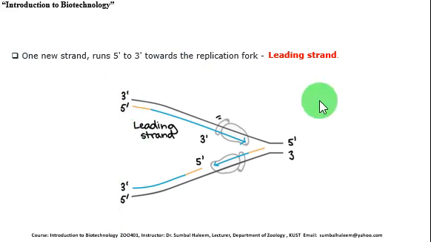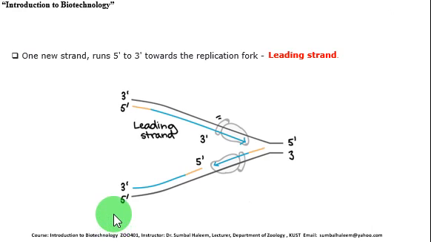Here, concentrate on this strand that is in the 5 to 3 direction. It is the easy one. This strand is made continuously because the DNA polymerase is moving in the direction of the replication fork. This continuously synthesized strand is known as the leading strand, and that is the quite simple one. However, the problem is with the other strand.